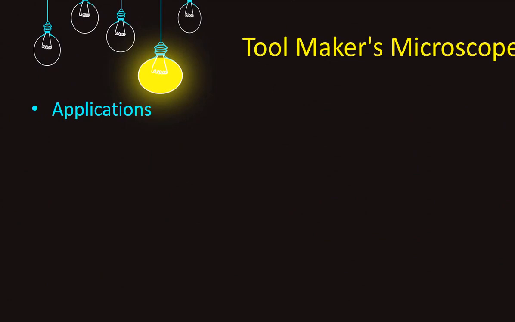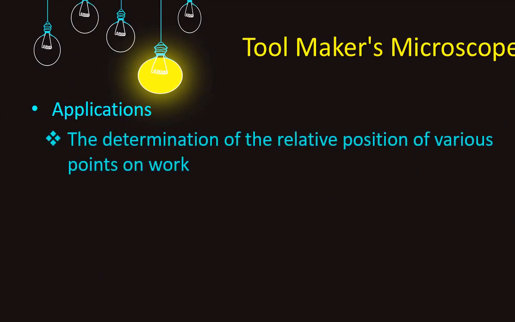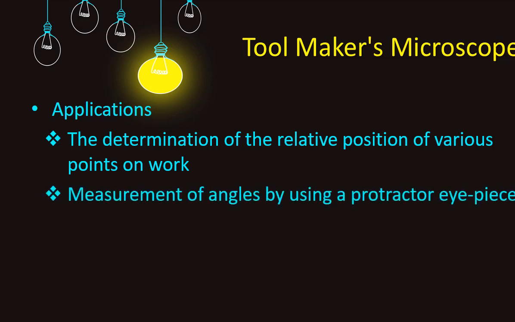Now we will see the applications of tool maker's microscope. The first one is the determination of relative position of various points on a work. On a workpiece, we can determine the relative position of various points by using a tool maker's microscope. The second one is measurement of angles by using a protractor eyepiece. If we use a protractor type eyepiece from the set of various eyepieces, we can measure the angles by using tool maker's microscope.